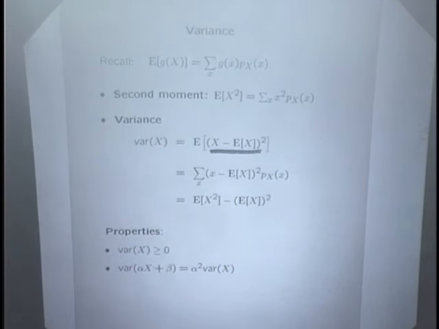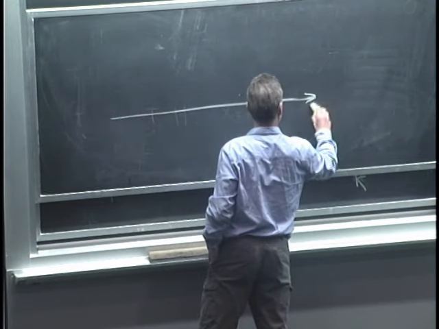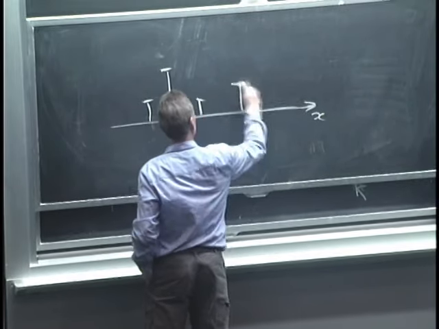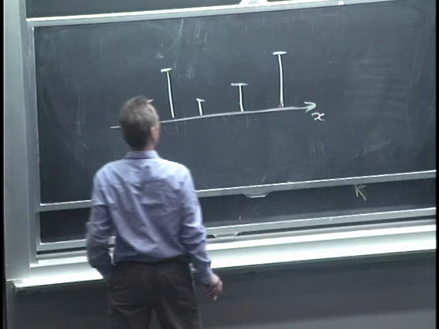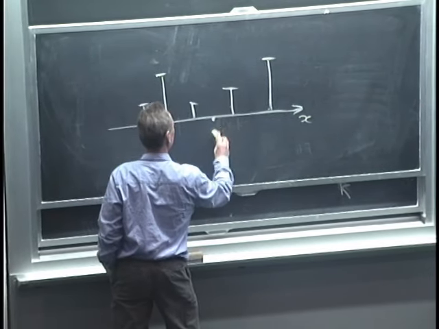What kind of random variable is it? So suppose that we have our experiment and we have different x's that can happen. And the mean of x in this picture might be somewhere around here.